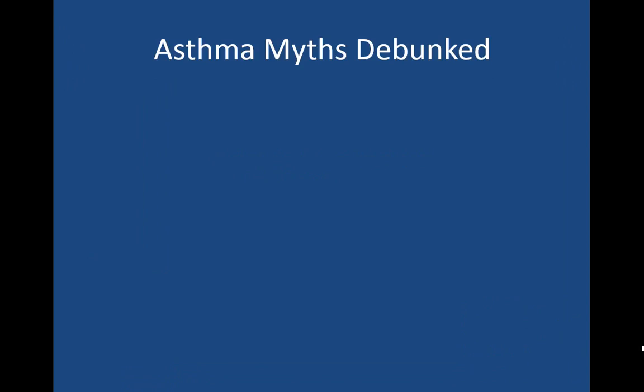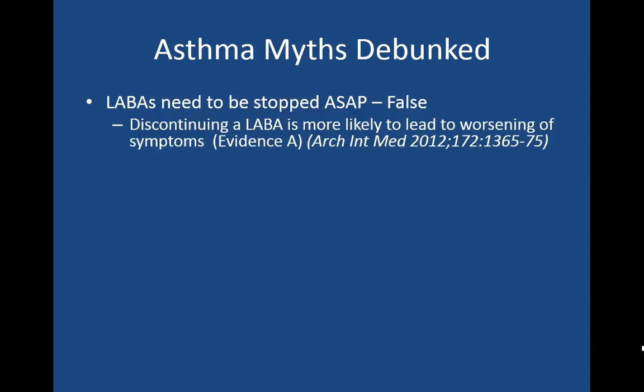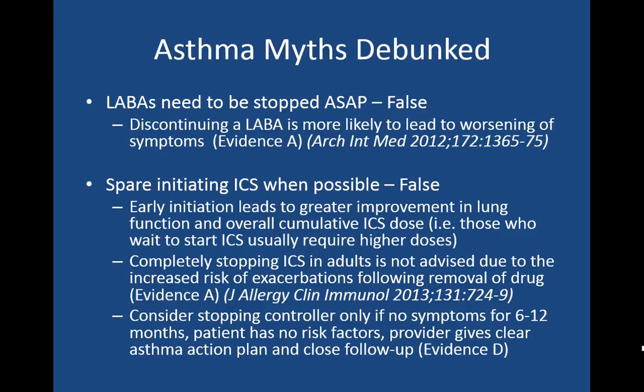So, gospel about asthma, things you're going to hear people say about asthma. I don't know why this comes up that way, but I guess I thought I was going to be creative and have things pop up. Long-acting beta agonists should be stopped as soon as possible. That's false. We already talked about that. That's the trial from JAMA Internal Medicine that discontinuing long-acting betas actually leads to a worsening of symptoms in patients with asthma. So you can debunk that myth.